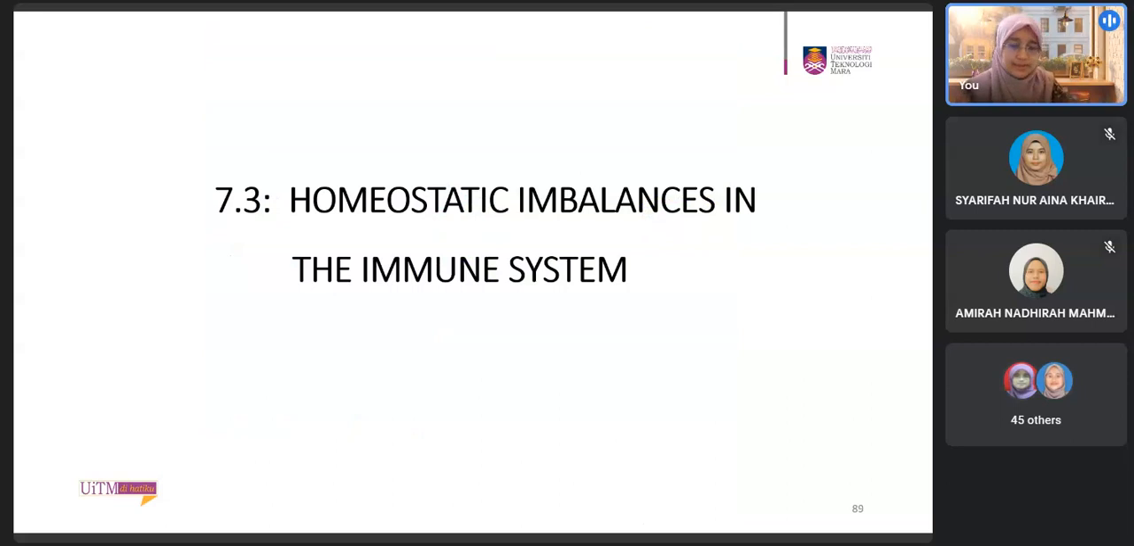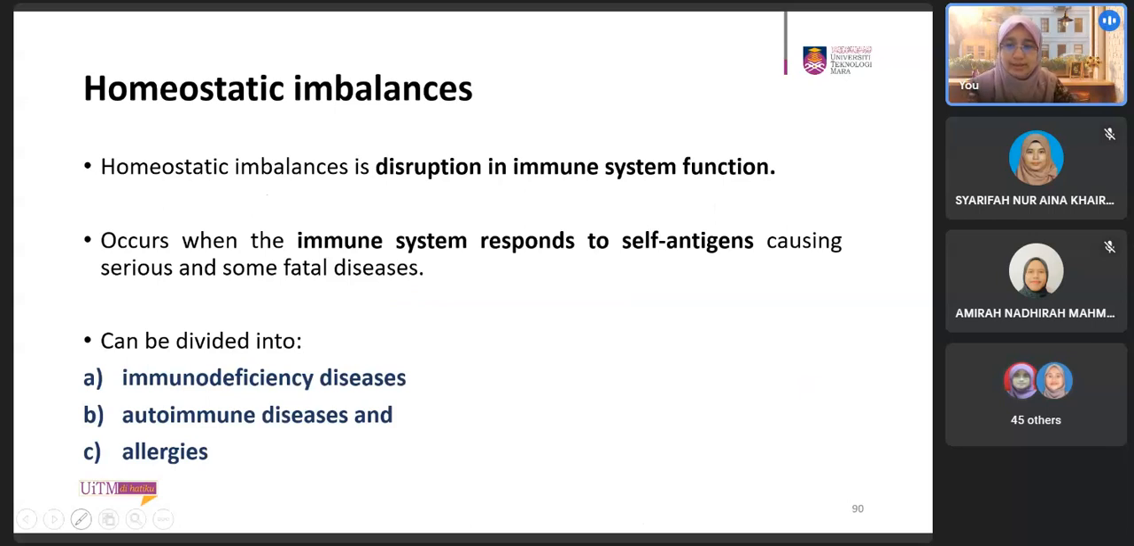Okay, so that's done with the third line defense. Antibody mediated immune response and also cell mediated immune response by B and also T cell respectively. So now we are going to look at homeostatic imbalances in the immune system. Kita tahu asalnya immune system is to protect your body against infection by pathogen. But kalau berlaku imbalance, dia akan mengakibatkan certain disease, which you don't want.